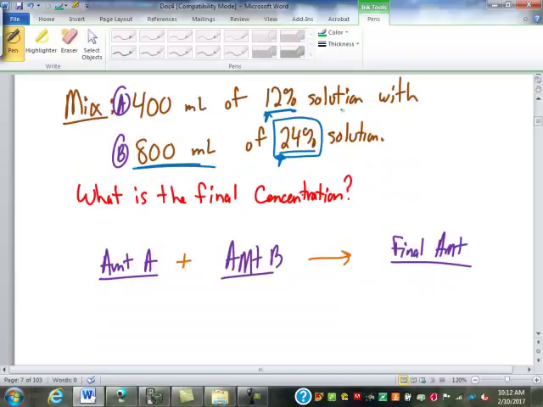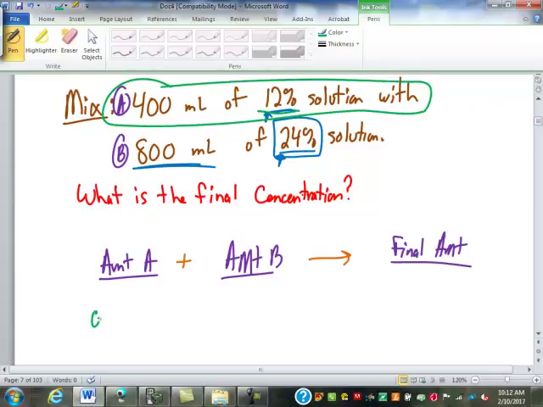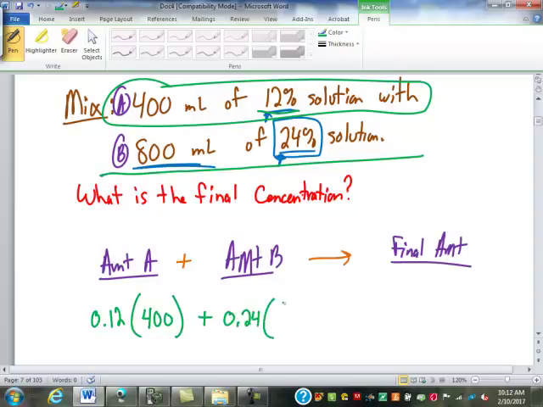So the amount of that active ingredient in solution A, what's its concentration? It's 12%. So 0.12 times how much of it is there? 400 milliliters. Now I'm going to leave the milliliters out just to simplify the expression a bit. We're going to add to that the amount in solution B. Well, what's the concentration in B? 0.24. And the amount? 800. And that has to add up to our final amount.